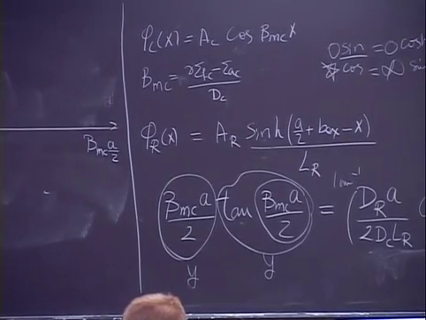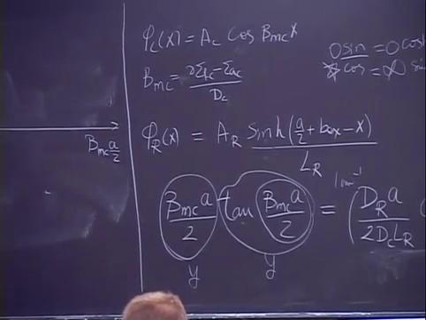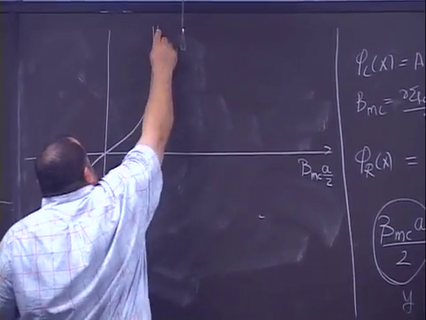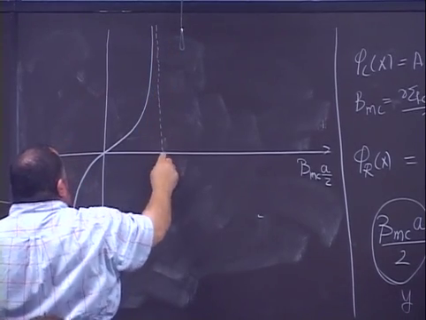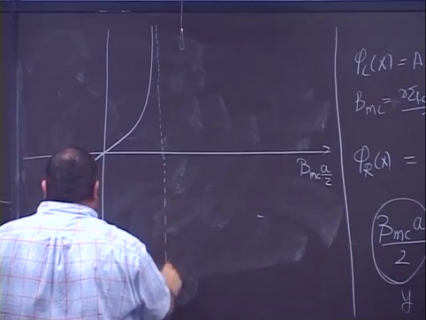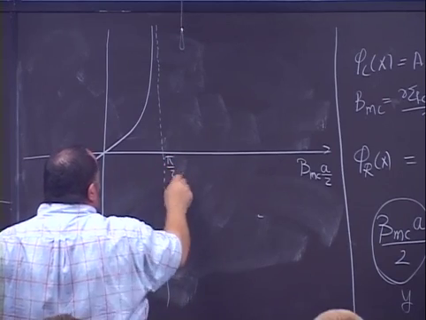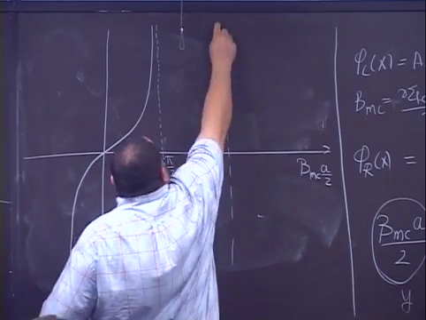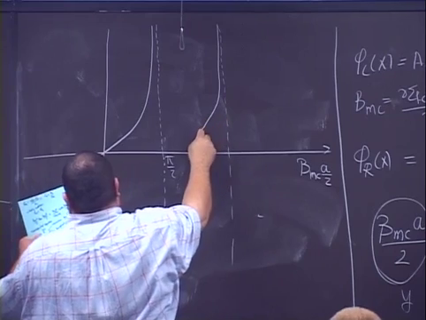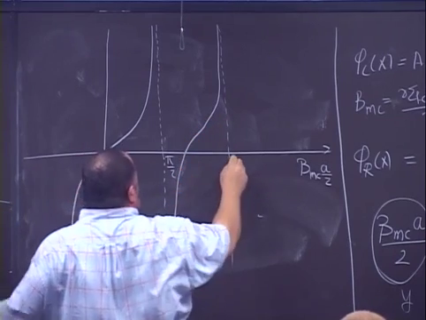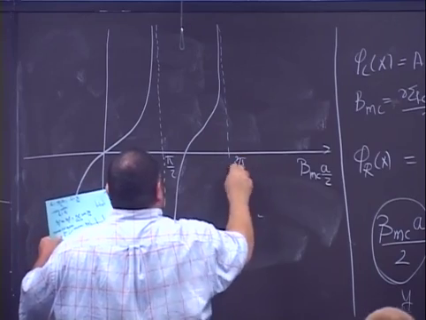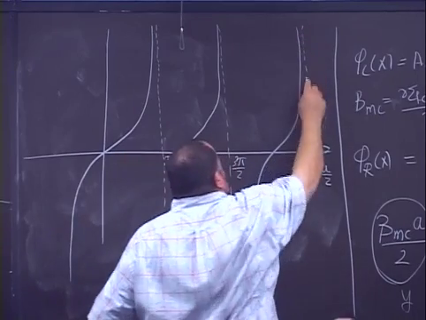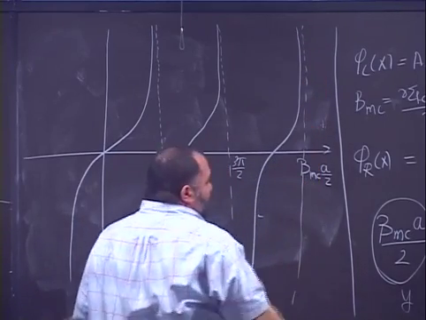So how to plot the tangent of X? You just plot the tangent of X. Here it is. This will be the first asymptote at pi over 2. Then you will have another one here at 3 pi over 2, and then 5 pi over 2, and so on. So this is the first function.